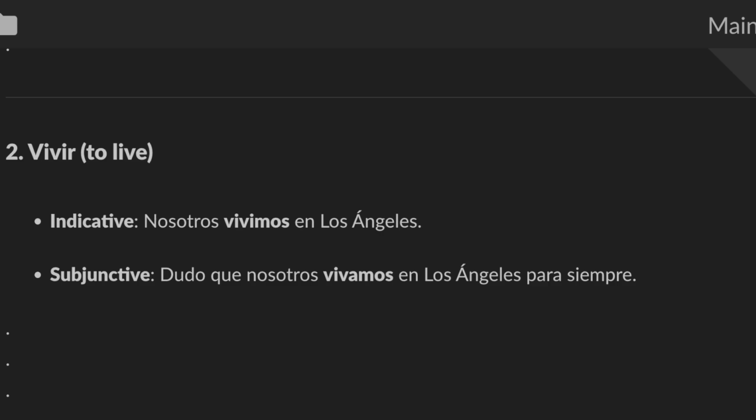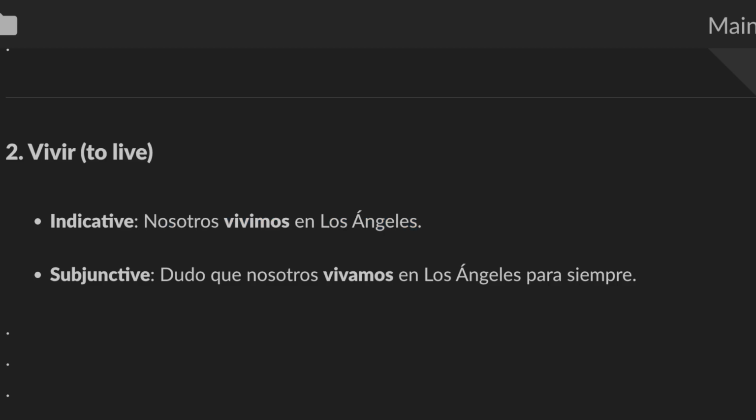All right, so let's work through this together. The indicative sentence is, "Nosotros vivimos en Los Ángeles." The subjunctive is, "Dudo que nosotros vivamos en Los Ángeles para siempre." The first sentence is expressing a simple fact. We live in Los Angeles. That's it. It's a simple fact.